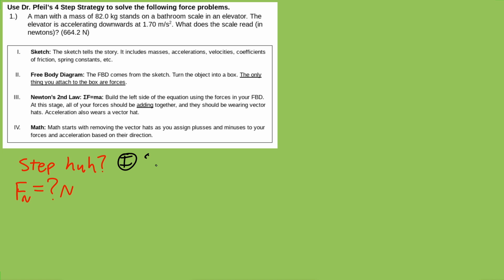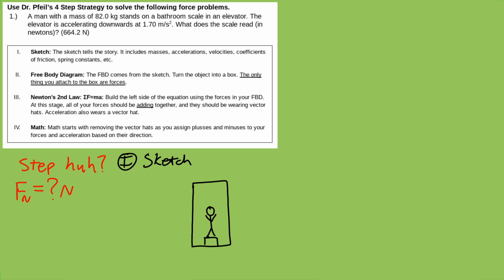and all year long, step 1 is going to be make a sketch. So we just want to picture, so we have a clear idea of what's going on here. So here's what our sketch is going to look like. We have an elevator. There's a scale in the elevator. There's a man standing on the scale in the elevator.